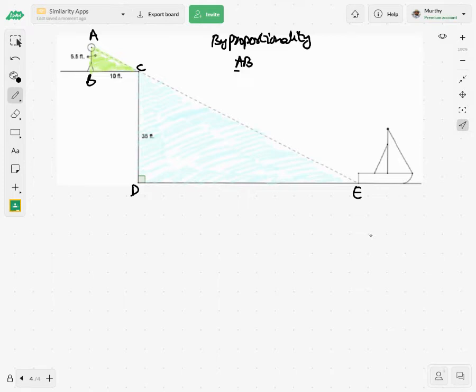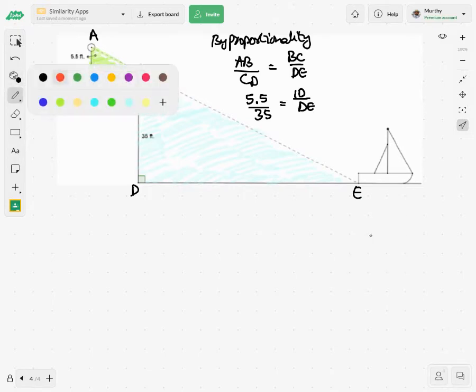Therefore, by proportionality, AB over CD equals, taking the horizontal line, BC over the horizontal line here, which is DE. Now plug in the values. AB is 5.5 over the vertical line CD, which is 35 feet, equals BC, which is 10 feet, over DE. I don't know the value of DE.